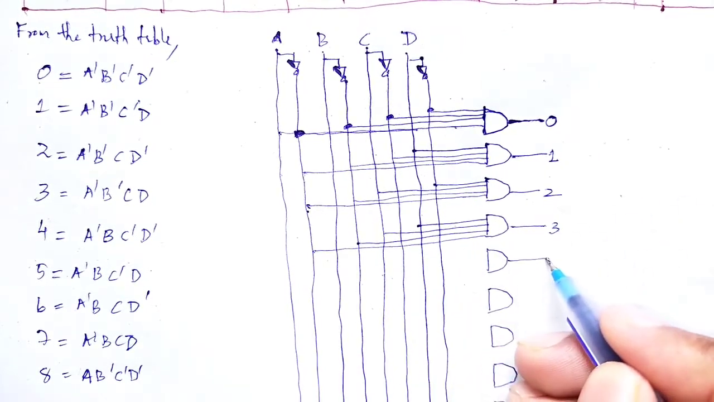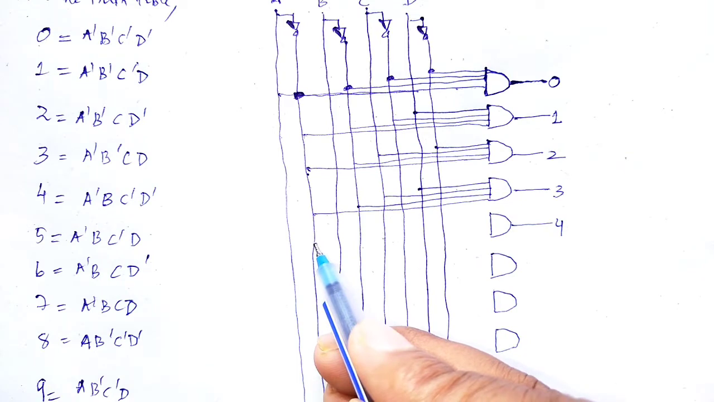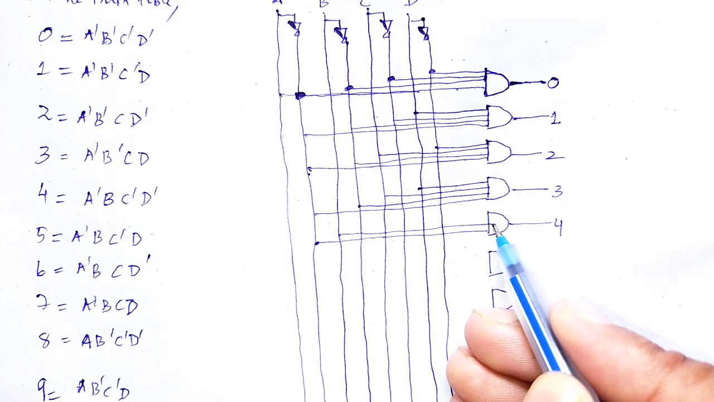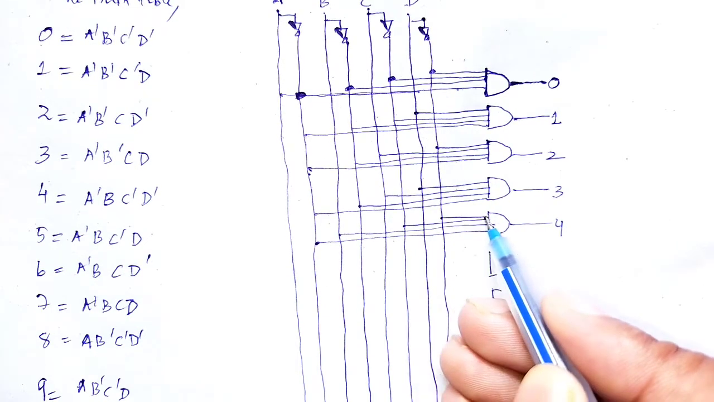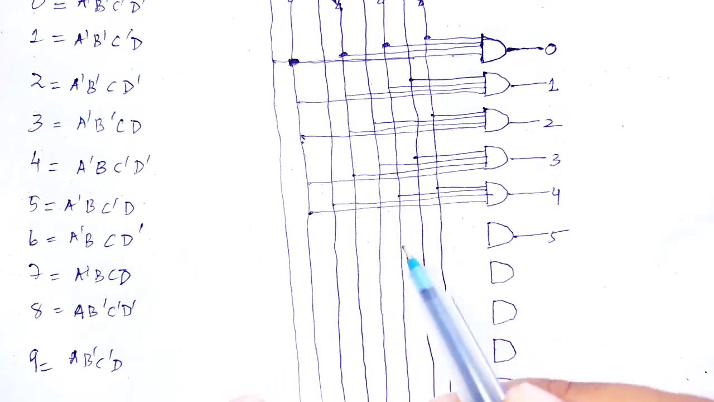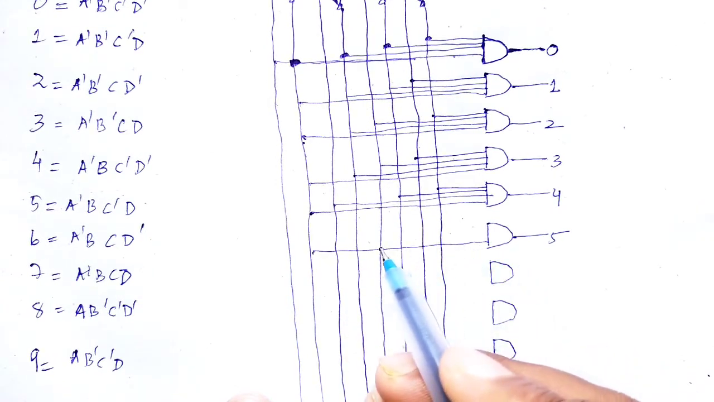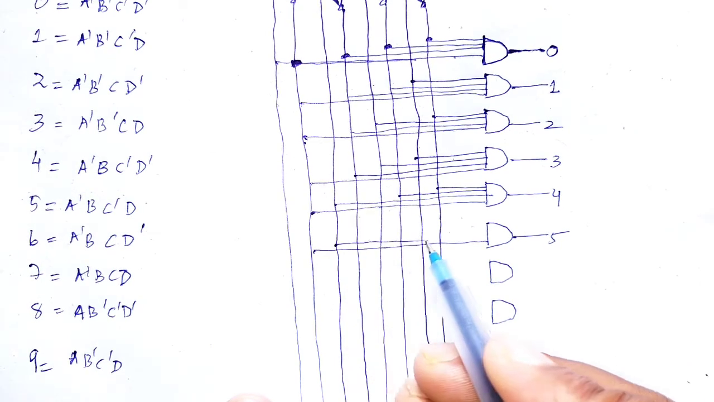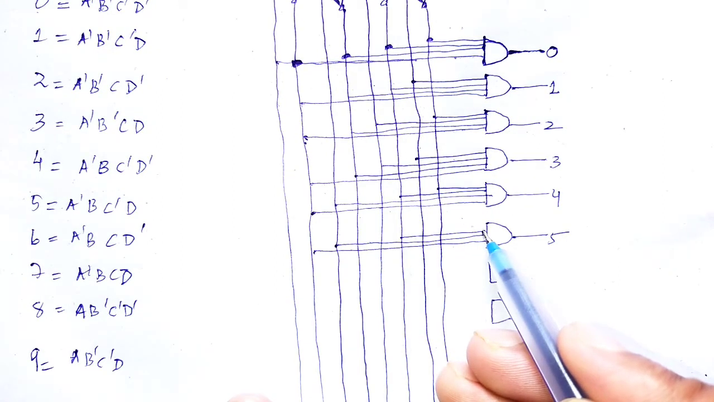Next for 4, A dash B C dash D dash. Next for 5, A dash B C dash D.